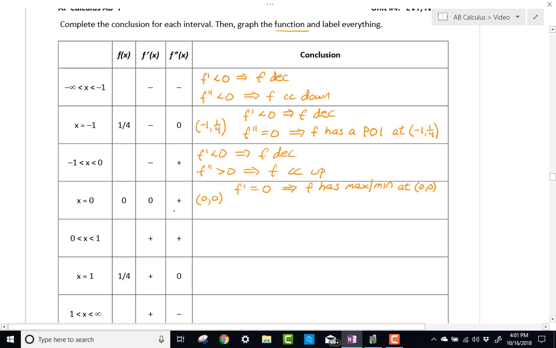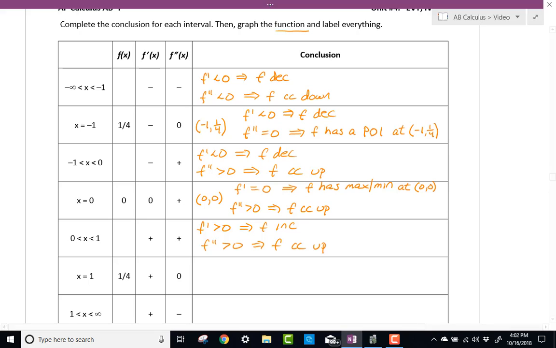Look at f double prime. F double prime is positive. F double prime is greater than 0. So that implies that f is still concave up. Now, let's go back and take a look at this. Can we tell if this is a max or a min yet? Well, f was decreasing above, but we don't know what it's doing below yet, so let's keep going. F prime of x is greater than 0 here. It's positive, which implies that f is increasing. F double prime is also greater than 0, which implies that f is concave up.